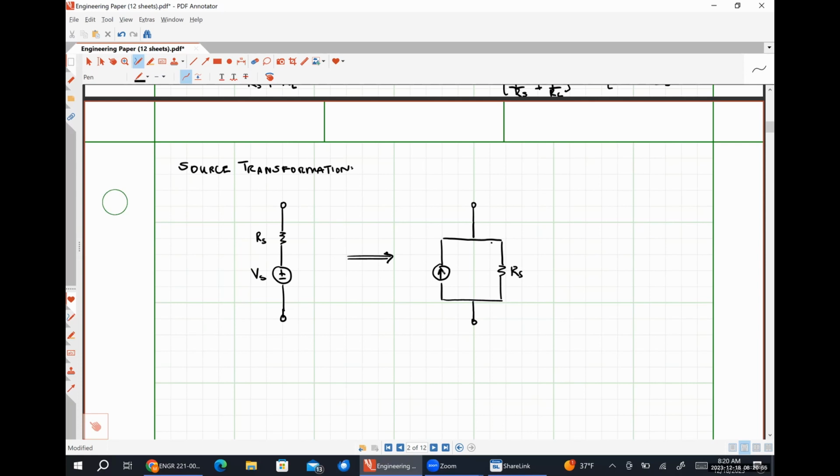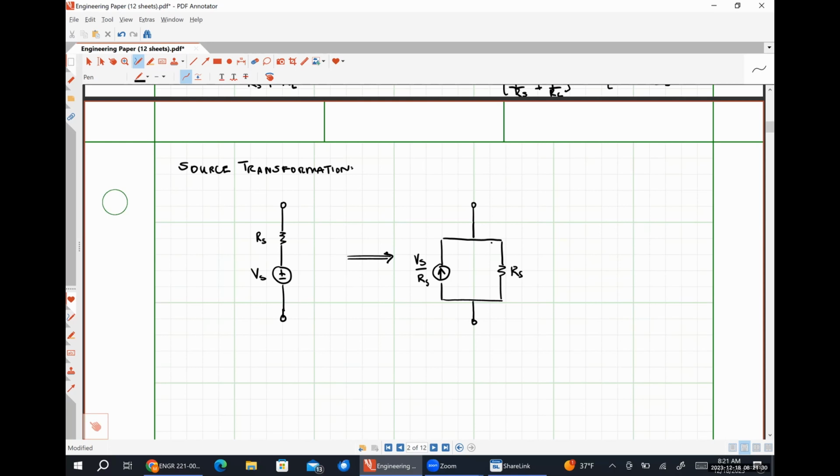So this current will be VS divided by RS, just using our relationship from earlier. I want you to note that the positive polarity terminal of the voltage source tells us what direction our current should flow in our practical current source representation. So if our positive polarity terminal is on top, our current is flowing up. Positive polarity terminal of the voltage source is on bottom, the current's flowing down. Positive polarity terminal of the voltage source is on the right, the current's flowing to the right, etc.